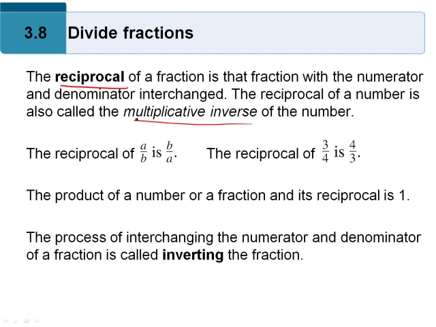If we're looking at variables, the reciprocal of a over b, you flip it, is b over a. If we have 3/4, the reciprocal is 4 over 3. The whole idea of a reciprocal is that the product of any number or fraction times its reciprocal is always 1. So the definition is that fraction with the numerator and denominator interchanged. And the process of flipping the numerator and denominator is called inverting the fraction.